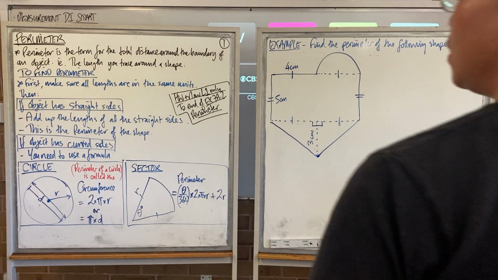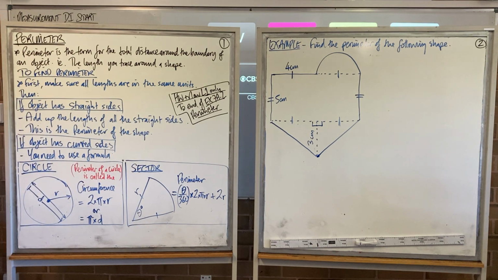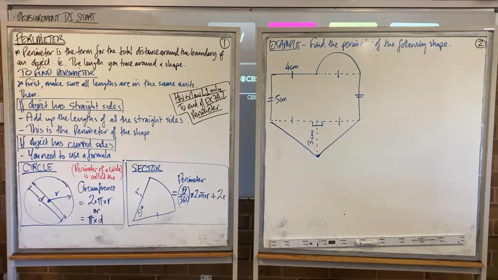Alright, so this lesson is on the idea of perimeter. Hopefully it is a revision from year 10, but like I've said, I'm going to teach it from scratch again. What is perimeter? It's the term for the total distance around the boundary of an object. So if you want that in less words, if I was tracing something, it's the length that you trace around a shape.